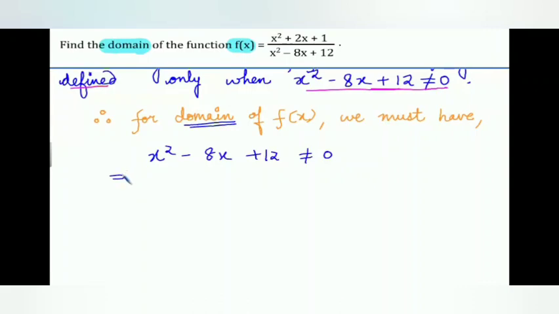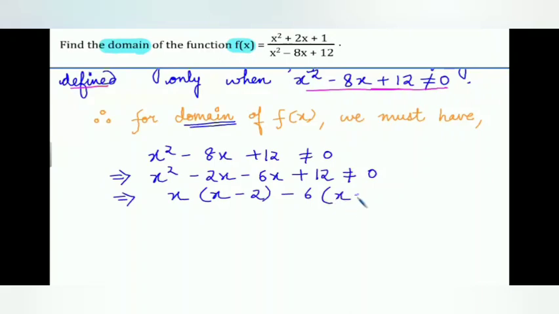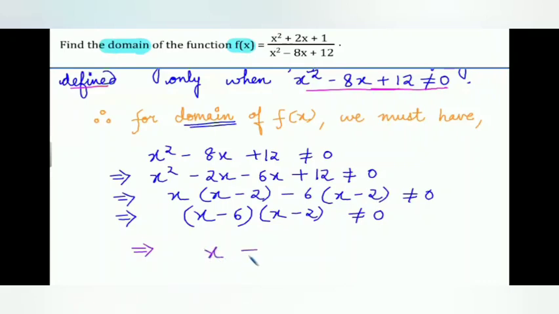0. Now using the splitting of the middle term, x square 8x के दो पार्ट माइनस 2x माइनस 6x प्लस 12 does not equal to 0. x कॉमन, x माइनस 2 माइनस 6 कॉमन, x माइनस 2. So you have a two factor x minus 6 and x minus 2 does not equal to 0. That means x can be never 2 or 6. x does not equal to 6 and x does not equal to 2.